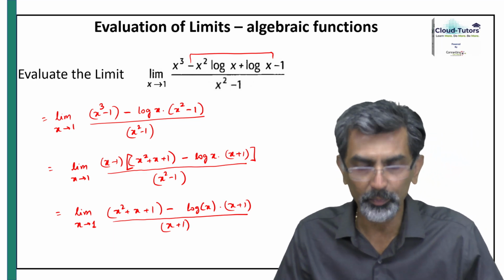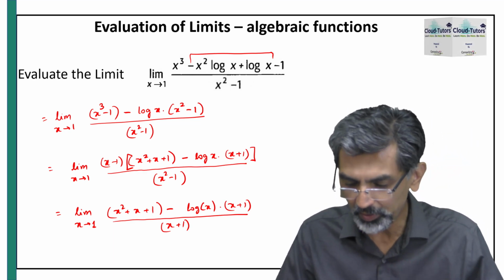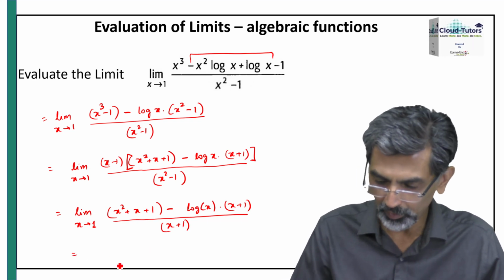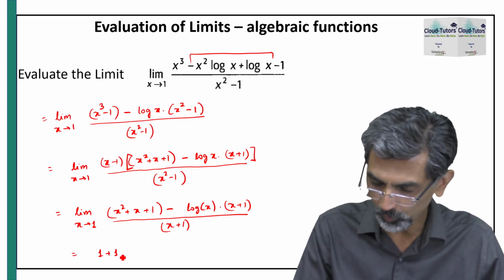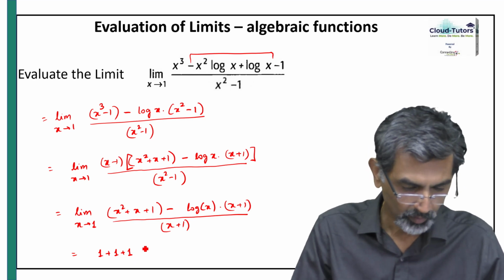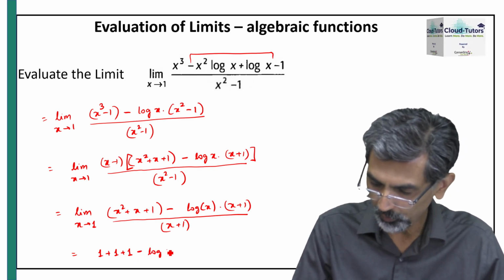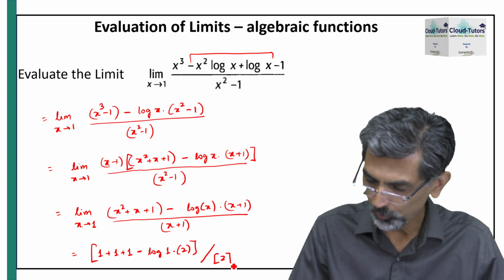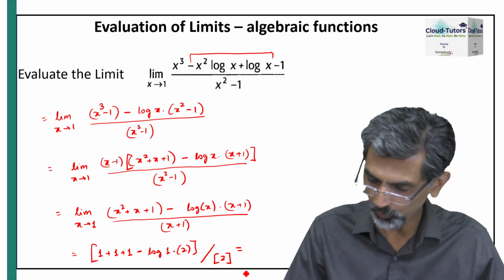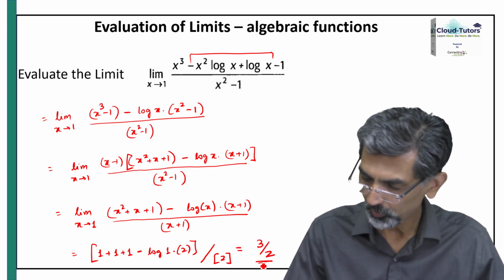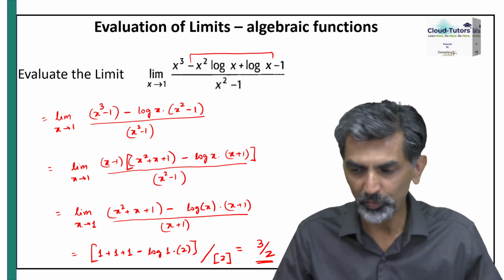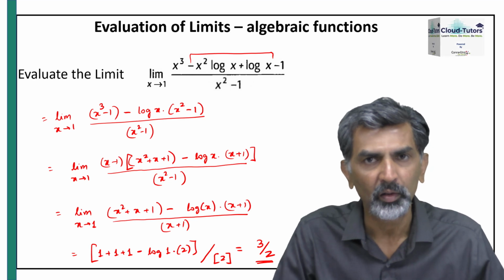Now this is easy to compute because we can actually substitute the value x is equal to 1 in this and get the final answer. It becomes 1 plus 1 plus 1 minus log of 1 multiplied by 2. This is the numerator, divided by 2, and that gives you 3 as the final answer, the final limit of this expression as x tends to 1.